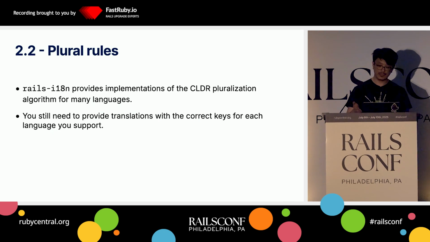One thing it does include is the pluralization rules for many languages, coded as Ruby classes that are directly usable by Rails' I18n. So after you install the gem, it will allow Translate to look up the appropriate pluralization algorithm for the current locale. The major caveat here, of course, is that you still need to provide the actual translations for the different categories in all of the languages you want to support.